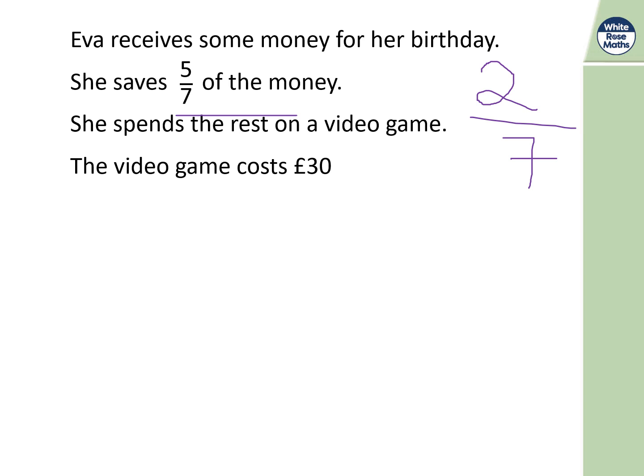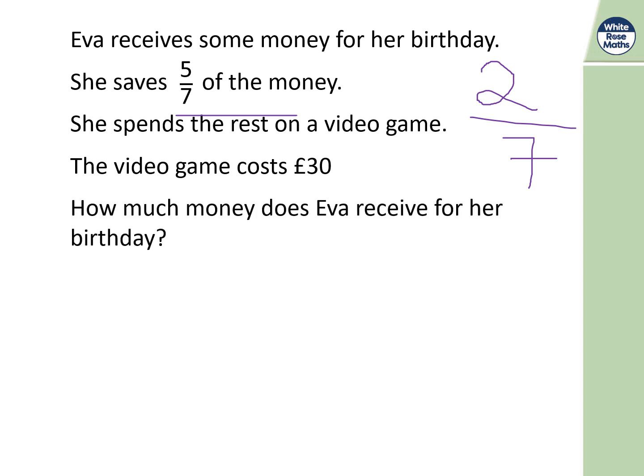The video game cost £30. How much money did she receive for her birthday present? Okay, so we've got to work out the actual original amount. So £30 is equal to 2/7.